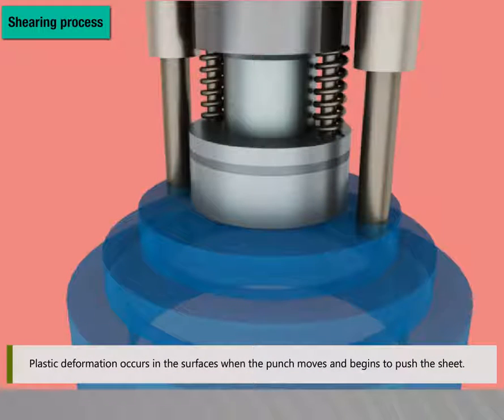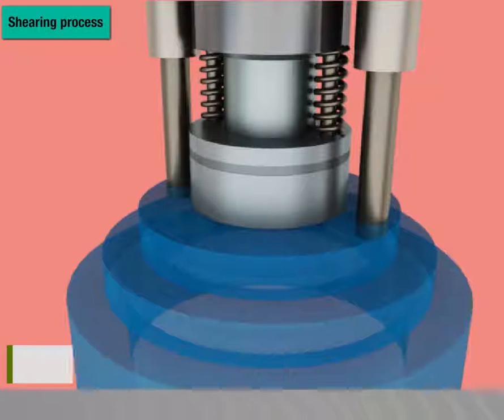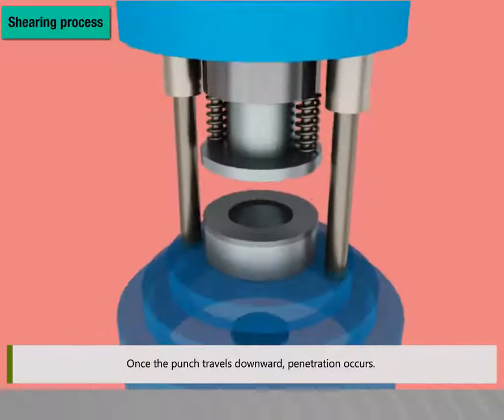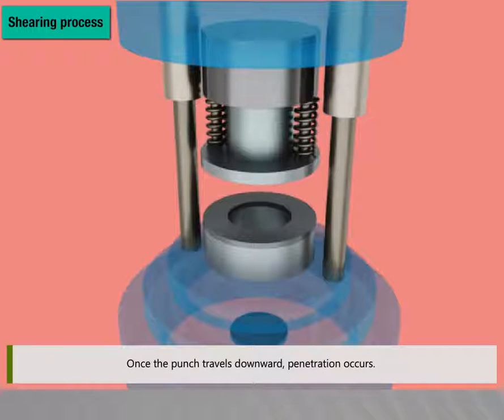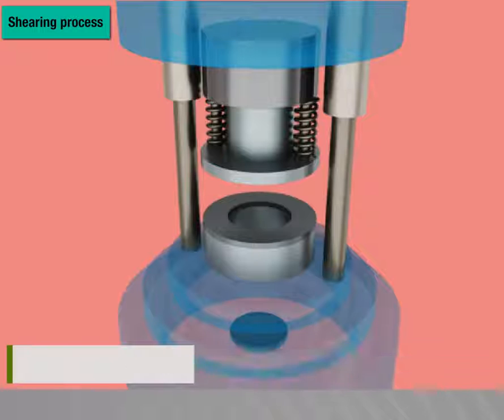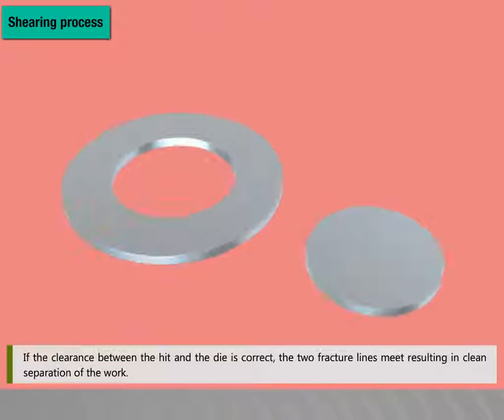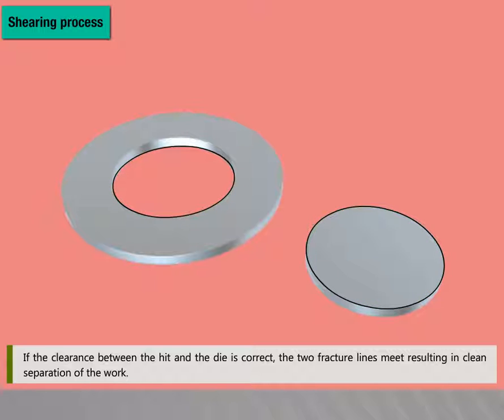Plastic deformation occurs in the surfaces when the punch moves and begins to push the sheet. Once the punch travels downwards, penetration occurs. If the clearance between the punch and the die is correct, the two fracture lines meet, resulting in clean separation of the work.